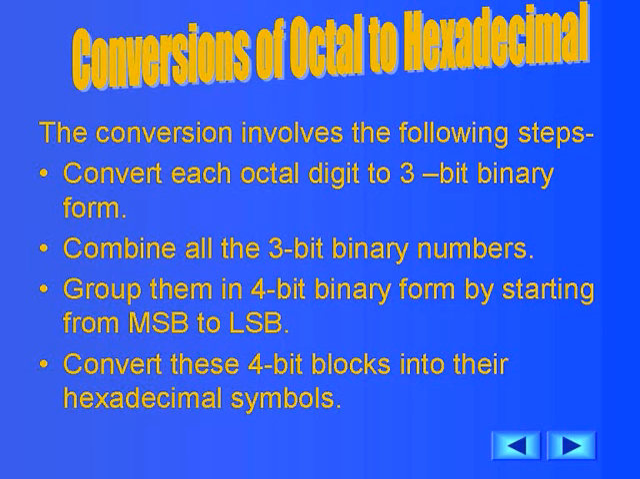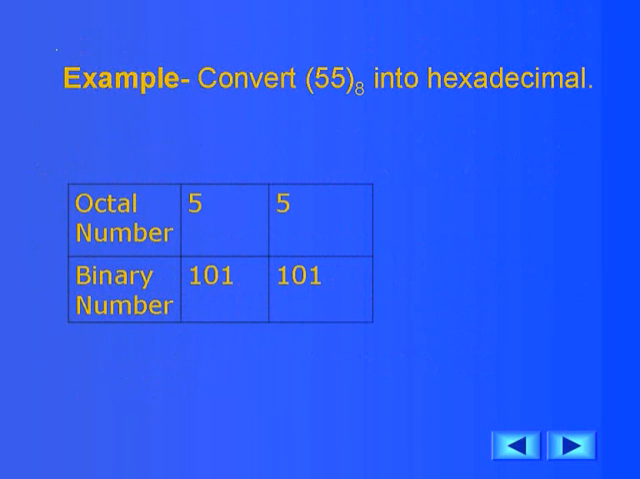Conversion of octal to hexadecimal. The conversion involves the following steps. Convert each octal digit to 3-bit binary form. Combine all the 3-bit binary numbers. Group them in 4-bit binary form by starting from least significant bit to most significant bit. Convert these 4-bit blocks into their hexadecimal symbols.